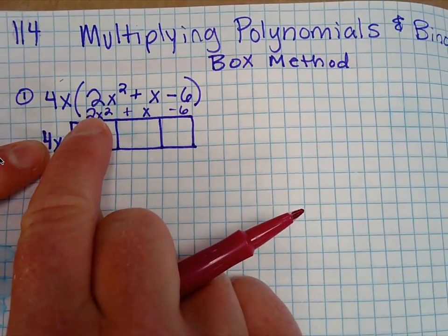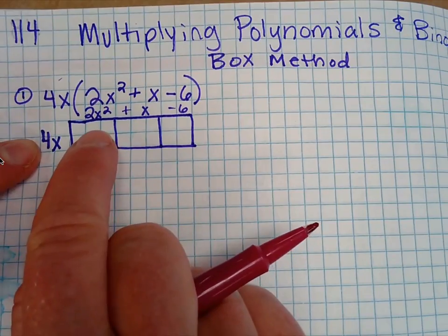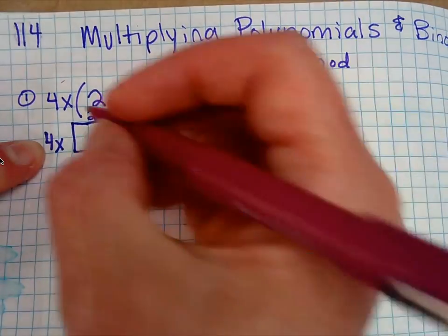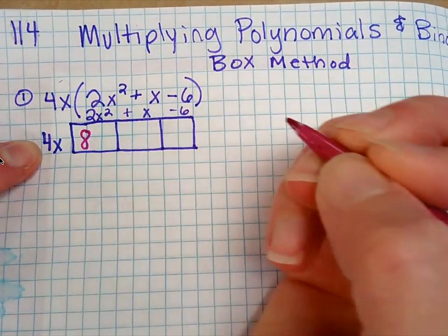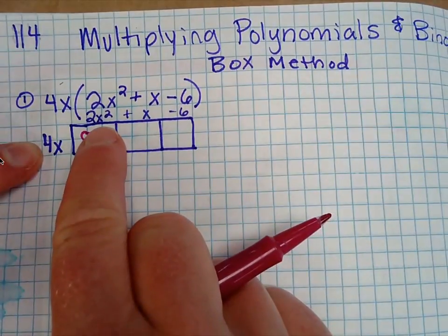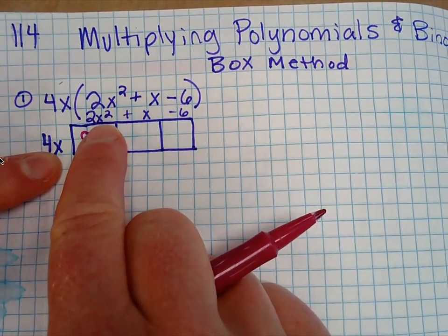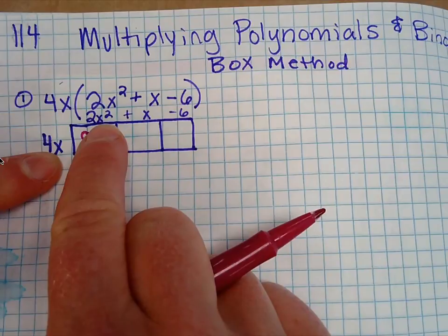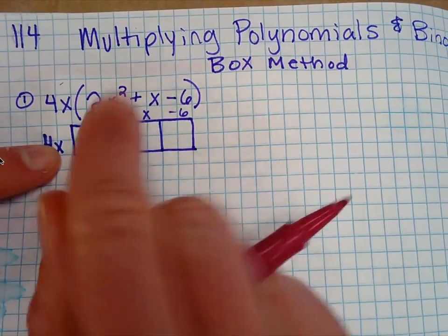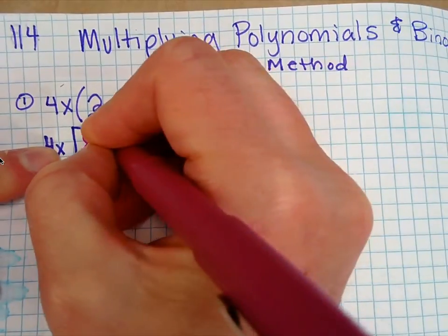So we're going to do 2x squared times 4x. So the first thing we do is multiply the 2 times the 4, which gives us 8. Then we do x squared and x. What we do is we add our exponents when we multiply. So an x squared and an x make x to the 3rd power.